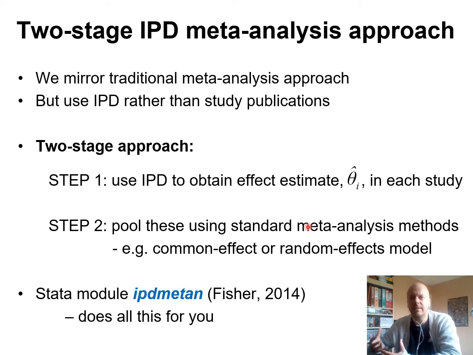Now you can program this by hand, and in the second stage use existing meta-analysis modules that are available, like metafor in R or metan in Stata. But you might not know that there's a fantastic module called ipdmetan, written by David Fisher from UCL, who has automated the first and the second stages in this single package. In the first stage, it allows you to run various options like regression models, linear, logistic, Cox regression, for example, and then it will extract from each study the results that you want and then pool those in the second stage using a whole variety of options to do the meta-analysis. So I can highly recommend that package.